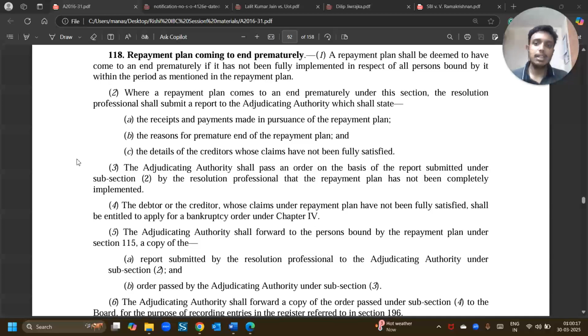Now, section 118 envisages a peculiar circumstance where the repayment plan comes to an end prematurely. What a premature end is, is clarified under subsection 1, which says a repayment plan shall be deemed to have come to an end prematurely if it has not been fully implemented in respect of all persons bound by it, within the period mentioned in the repayment plan.